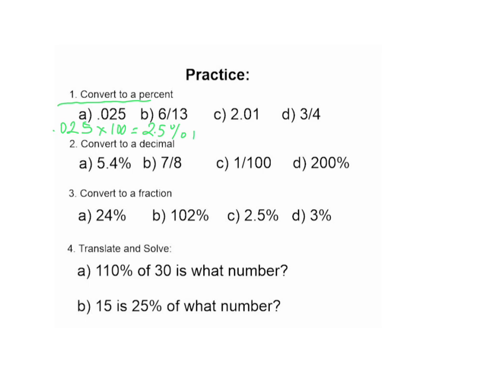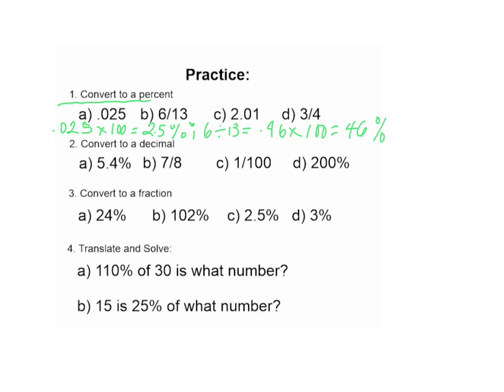If we have a fraction and we want to convert it to a percent, first thing we have to do is convert it to a decimal. So I go 6 divided by 13, and I get 0.46, which I multiply times 100, and I get 46%.